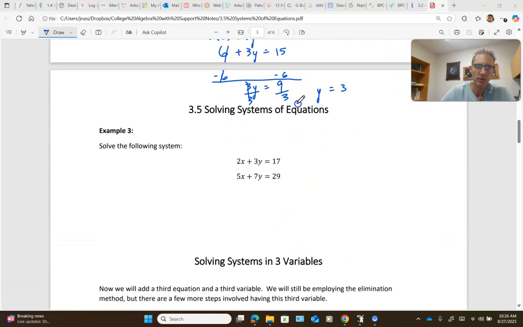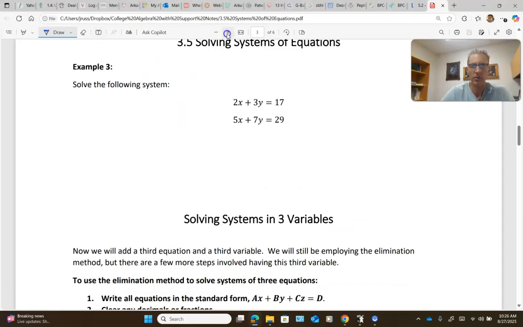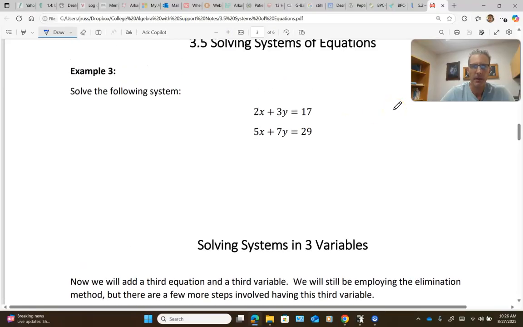Alright, well let's look at one more before we go to the part 2 video. This last system here, I should have really given myself a little bit more room. Looking at this system, I can see my x's and my y's are already aligned. However, nothing's going to cancel as is.